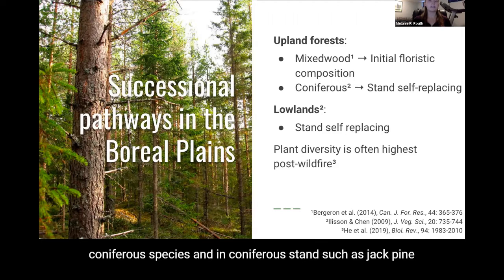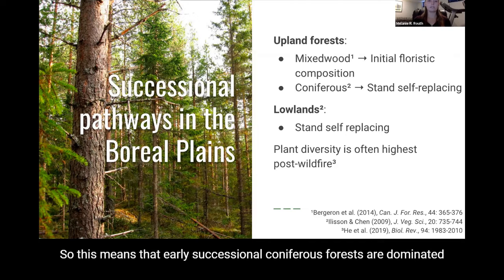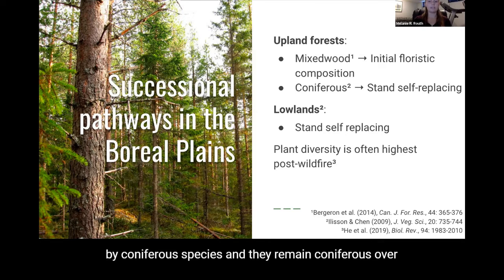And in coniferous stands, such as jack pine and black spruce forests, those are both found in poorly drained uplands and in lowlands. They have serotinous cones that are stimulated by wildfire, and thus these post-wildfire stands are characterized as being self-replacing. So this means that early successional coniferous forests are dominated by coniferous species, and they remain coniferous over time.